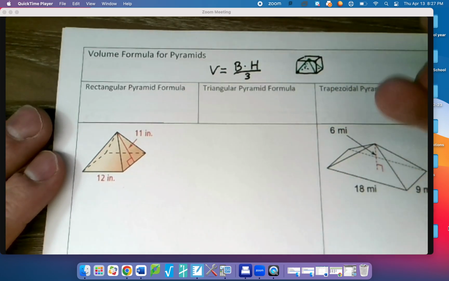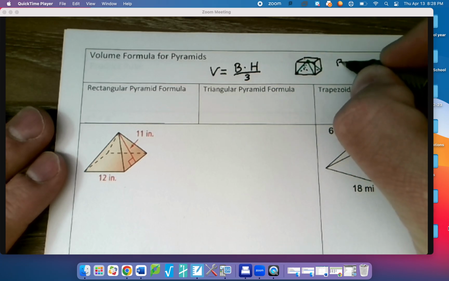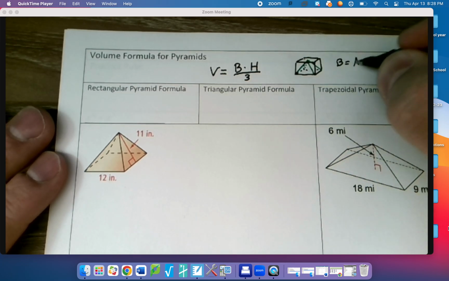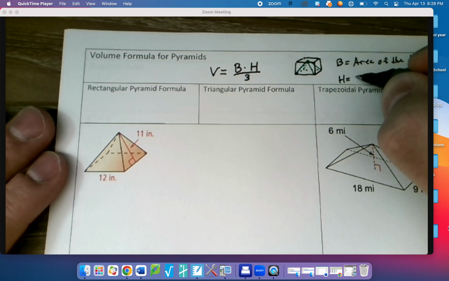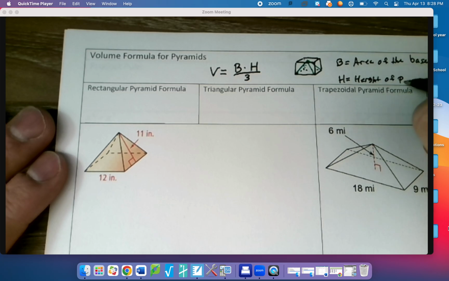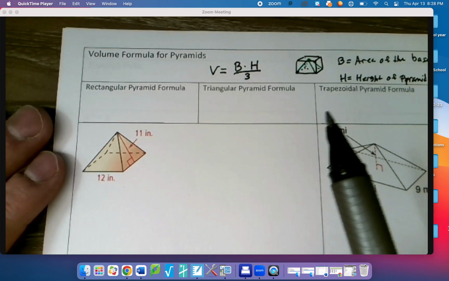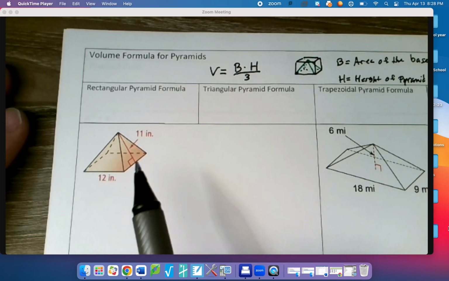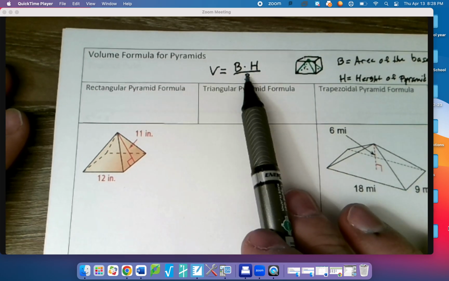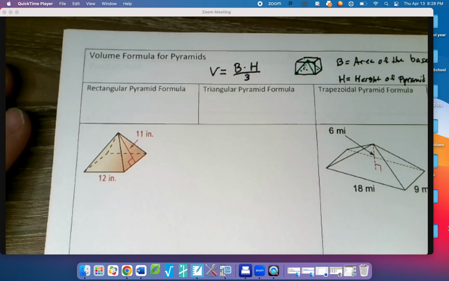divided by 3. So big B is still area of the base. H is still the height of the prism. Or in this case, not prism, pyramid. And it turns out that any pyramid that would fit in its prism buddy would fit 3 times over.